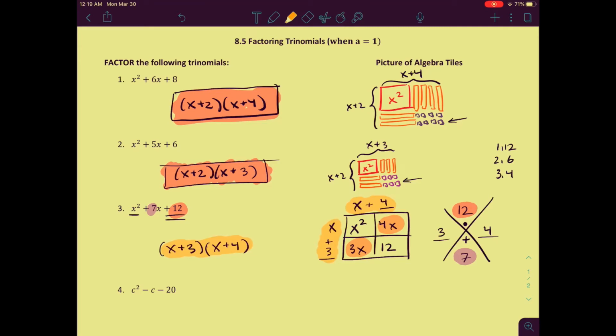So hopefully you see the similarities between the problem we just did and when we use algebra tiles, right? They have that very similar structure. And understand that when we factor, what we're going to be doing is this Xbox setup.